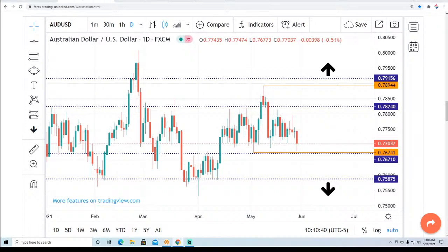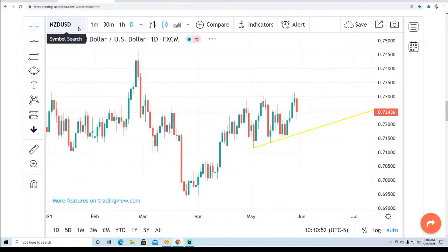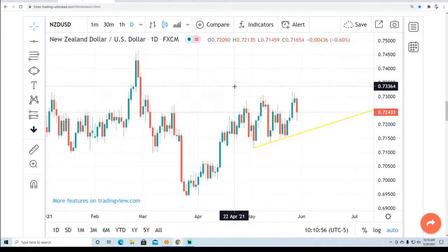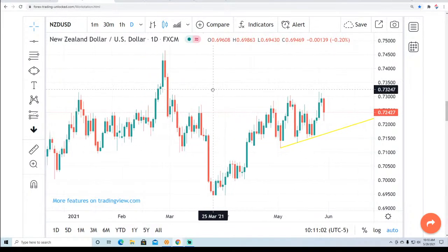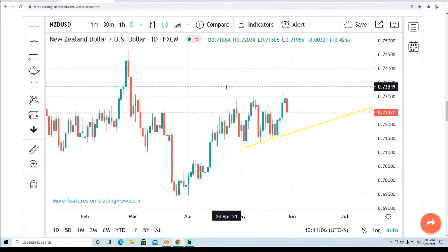There are other crosses besides the Australian dollar, US dollar, but that's something to wait for a signal on, like I said. Now, New Zealand dollar, US dollar, this is one that's kind of interesting. It did have a nice little breakout to the upside. This one has more of an established uptrend. Is it really bullish? If you look at it and break it down, it still has a lot of sideways action, just like the Australian dollar, US dollar.